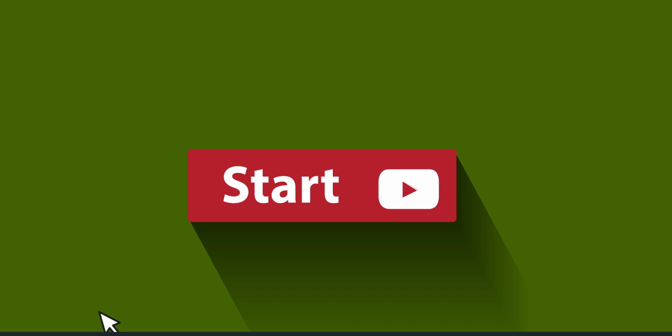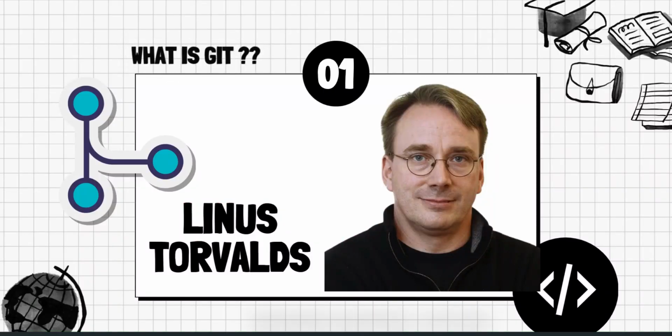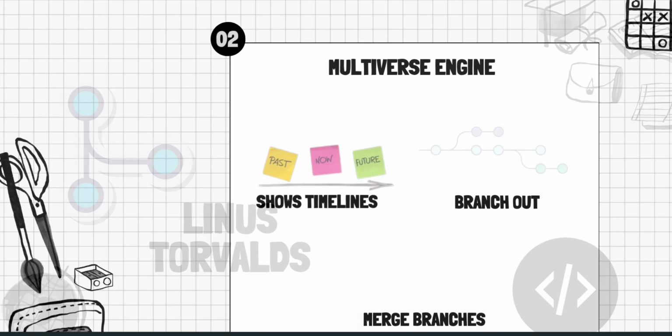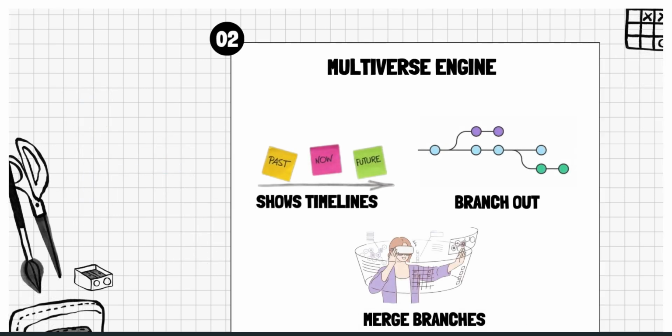Let's get started. Git is a version control system. It helps you track every single change in your project, whether you're fixing a typo or rewriting an entire module. It was built by Linus Torvalds, the guy behind Linux, to manage large code bases efficiently. Think of Git as your project's multiverse engine. It stores timelines, lets you branch into new ones, and merge realities back together.